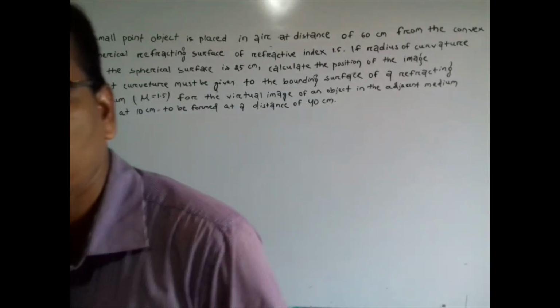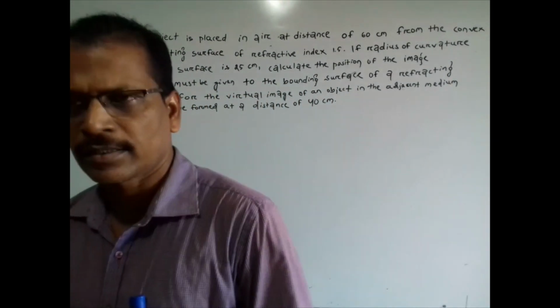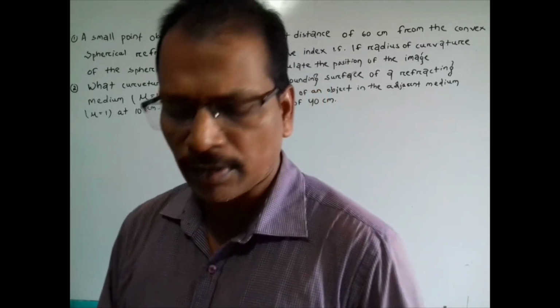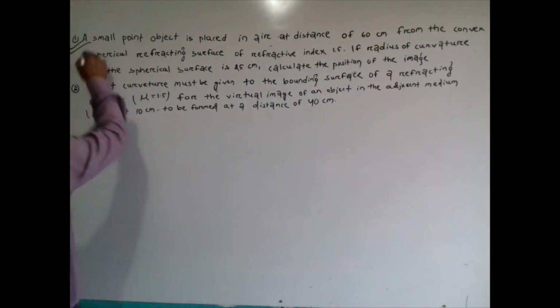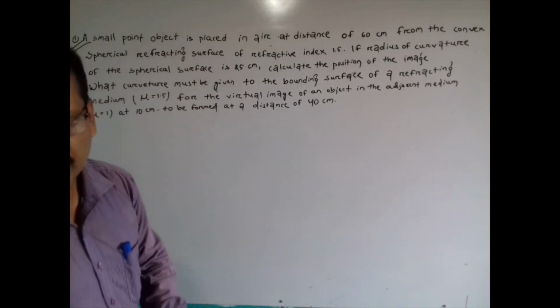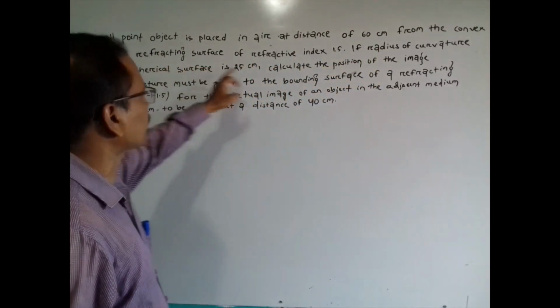Today I will discuss some problems regarding refraction at a spherical surface. A ray travels from rarer to denser or denser to rarer. Now, come to the first problem. A small point object is placed in air at a distance of 60 cm from the convex surface.